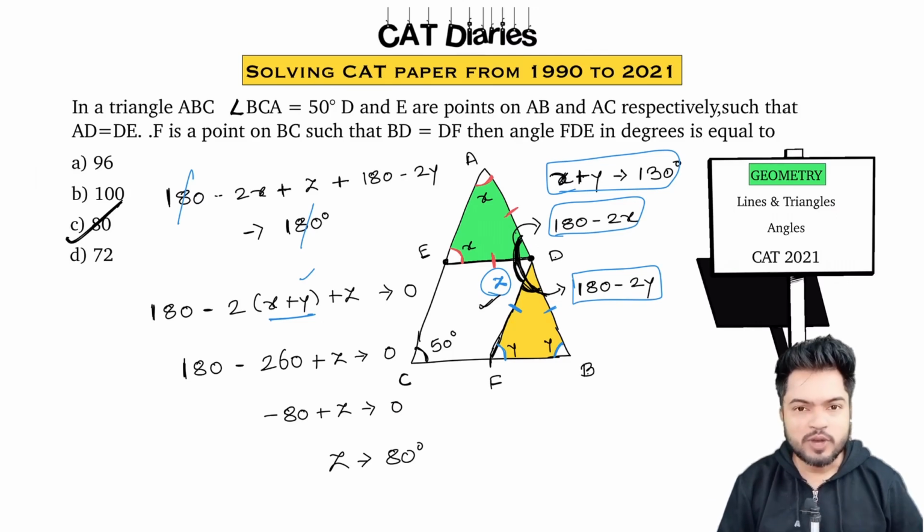So as you can see, the level of difficulty is actually reducing as you go from the CAT papers of 1990 to 2021. This time the papers are easy. The recent papers are easy as compared to the previous papers. But if you practice those levels, the pattern is still the same. The pattern is not changing at all. You see similar problems being repeated in the coming years.